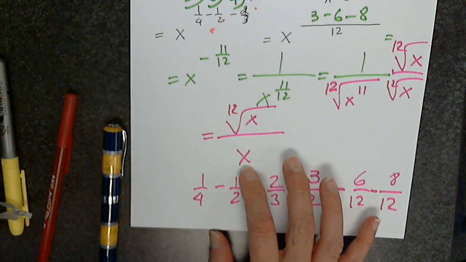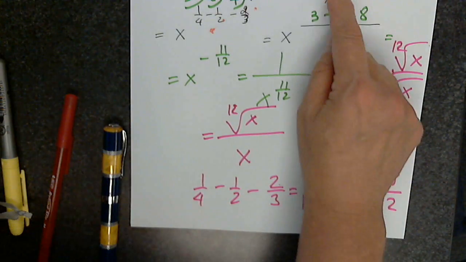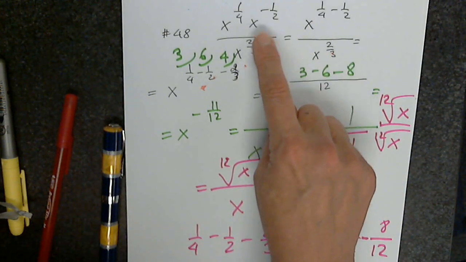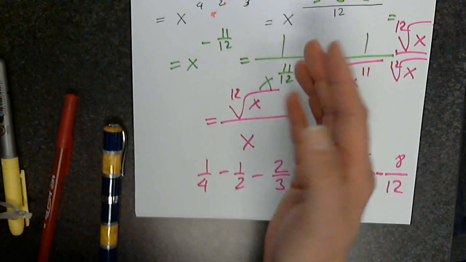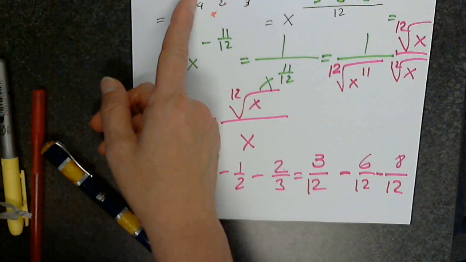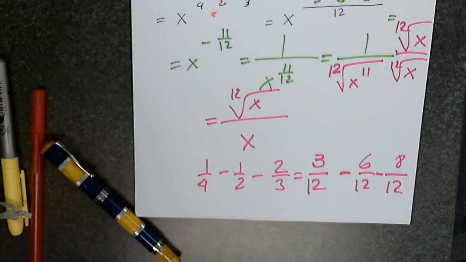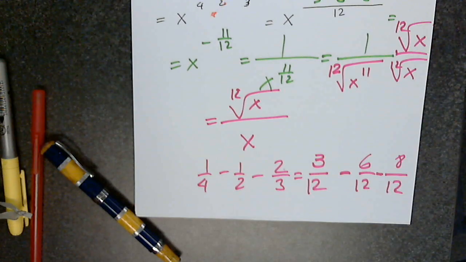Why I did that is because I didn't want to find the least common denominator twice. So I had 1/4 minus 1/2 minus 2/3. And when I find the least common denominator is 12, I multiply the top of the first fraction by 1, the top of the second fraction by 6, and the top of the third fraction by 4. Do we agree with that?